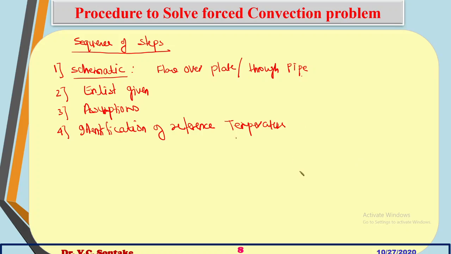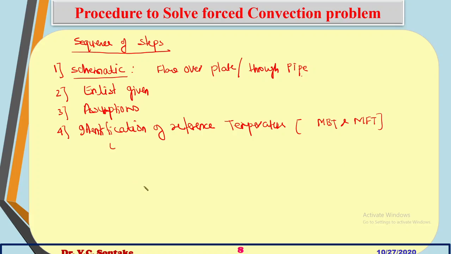What do you mean by reference temperature? In one of the videos I have discussed the reference temperature. There are two types of reference temperature: one is mean bulk temperature and the other is mean film temperature. So how will you identify whether you have to select mean bulk temperature or mean film temperature as the reference temperature?